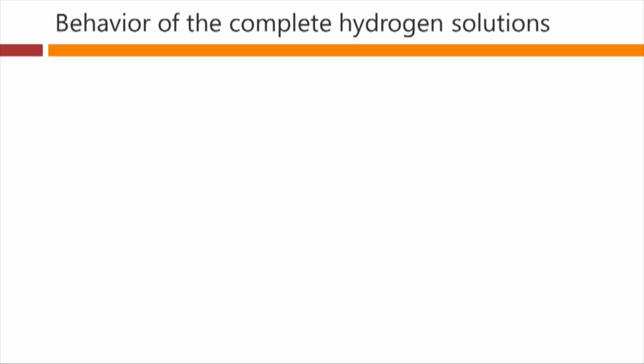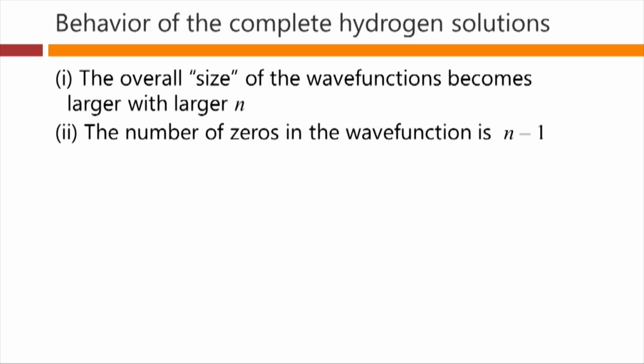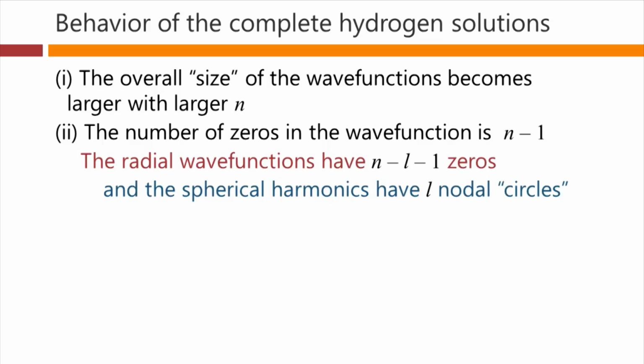So let's just summarize the behavior of the complete hydrogen solutions we've been looking at. The overall size of the wave functions, first of all, becomes larger with larger n. We've seen that. It falls off as e to the minus rho over n, essentially. And the number of zeros in the wave function overall is really n minus 1. It's the principal quantum number minus 1. These can be in the radial functions, but if we have L greater than 0, then we start to get fewer zeros in the radial functions and we get them in the angular functions instead. And the spherical harmonics, remember, have L nodal circles.